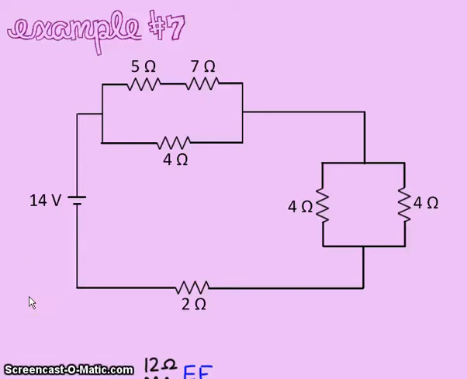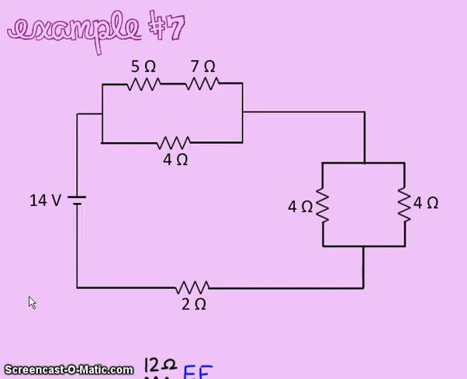In this video, we're going to go through example number 7, which is an example combination circuit. This one you can clearly see is more complicated than the last. In this case, we have 6 different resistors, and hopefully it is clear to you that these 6 resistors are not all in series or all in parallel with each other.